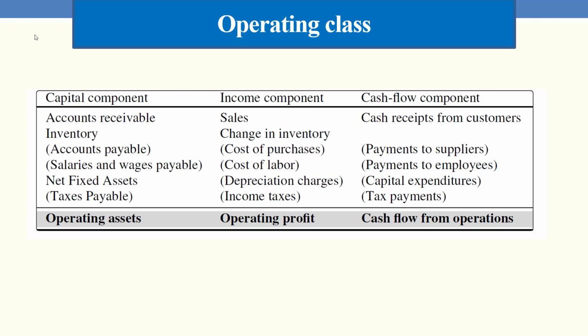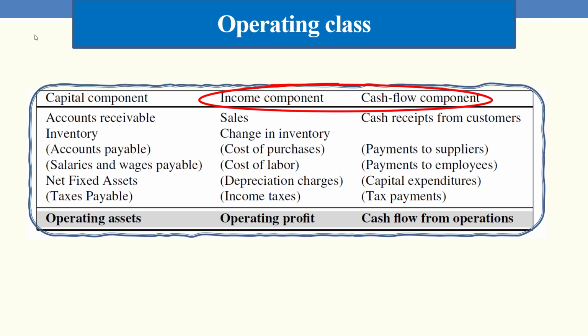Needless to say, each and every subsystem fulfills the law of motion, so that a change in the capital amount, a change in the book value, to use the accounting terminology, is caused by either the income component or the cash flow component, or both. Here are the 6 classes, each one with its respective capital component, income component, cash flow component.